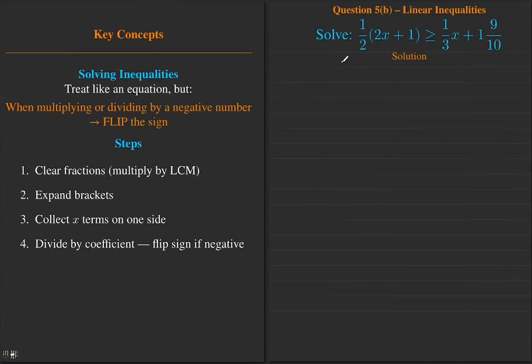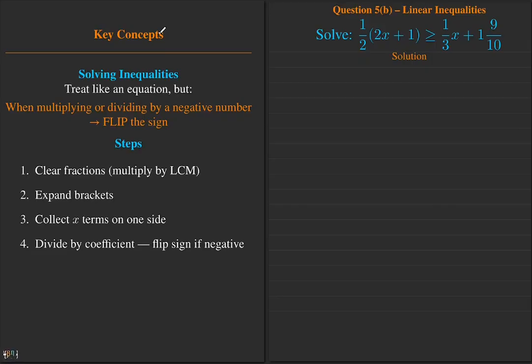So our question says we have to solve 1 over 2 into bracket 2x plus 1 greater than or equal to 1/3 x plus 1 whole number 9 over 10. This is the question, and how do we go about it? Let's quickly look at the key concepts in solving linear inequalities.